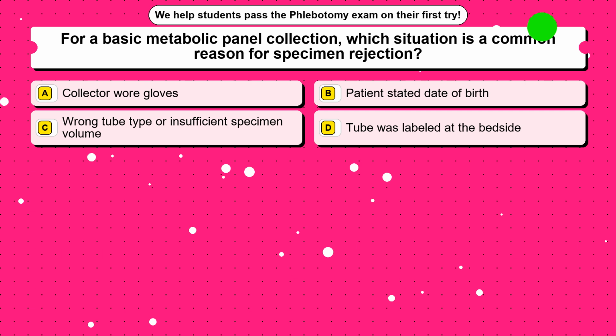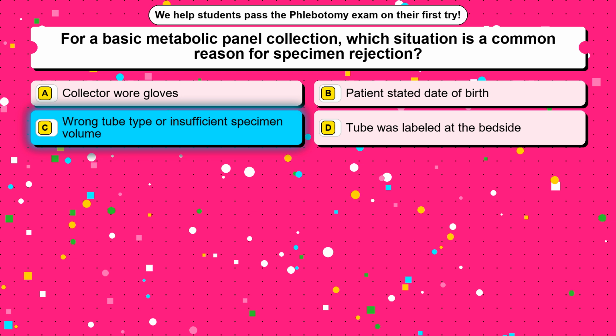Question 33. For a basic metabolic panel collection, which situation is a common reason for specimen rejection? Option A, collector wore gloves. Option B, patient stated date of birth. Option C, wrong tube type or insufficient specimen volume. Option D, tube was labeled at the bedside. The correct answer is option C.